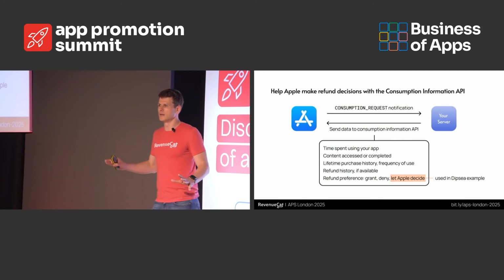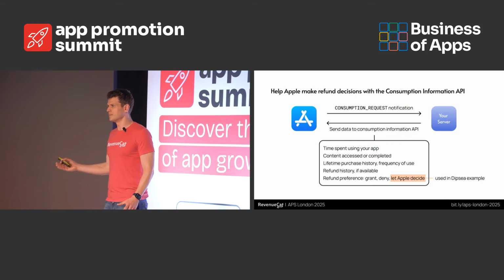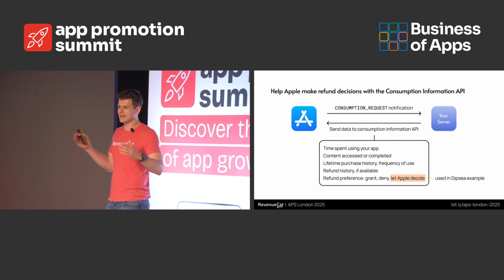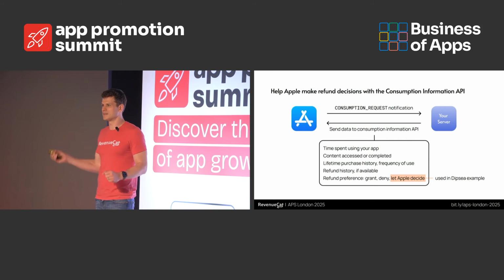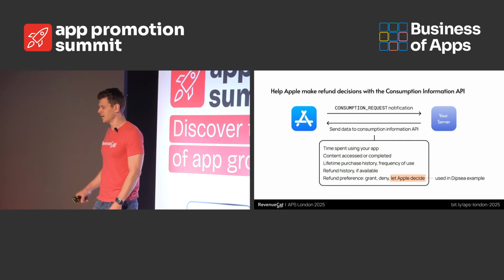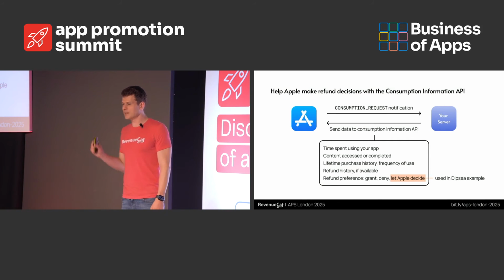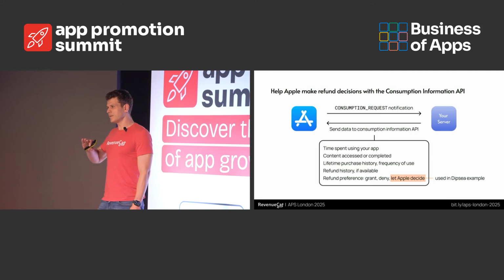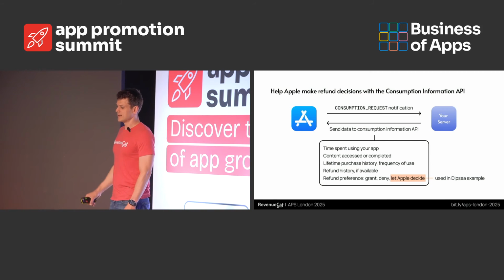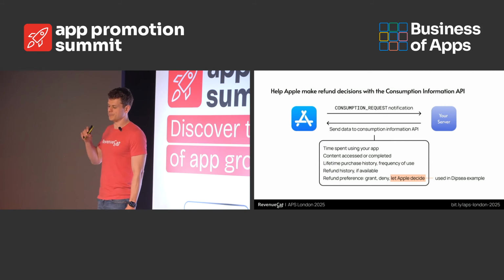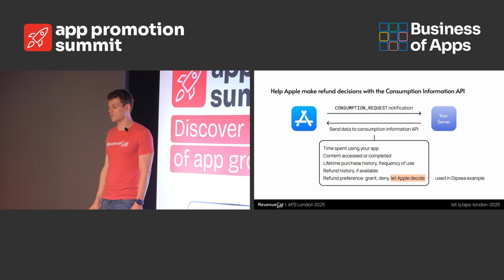As you probably know, on the App Store, Apple is the arbiter of refunds, right? As a developer, you cannot decide whether or not a customer is given a refund. They have to go to Apple, and Apple then decides. But Apple gives us a tool there. Whenever a customer contacts them for a refund, they send this consumption request notification, and you can then choose to respond with consumption information data.